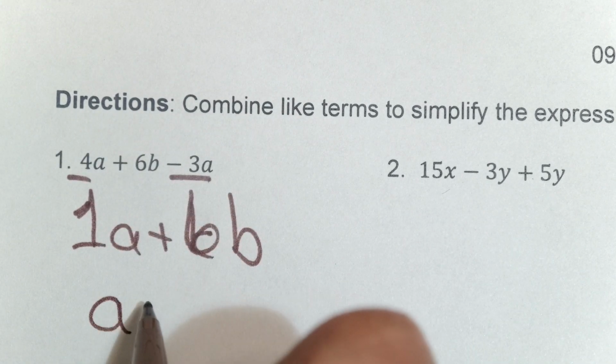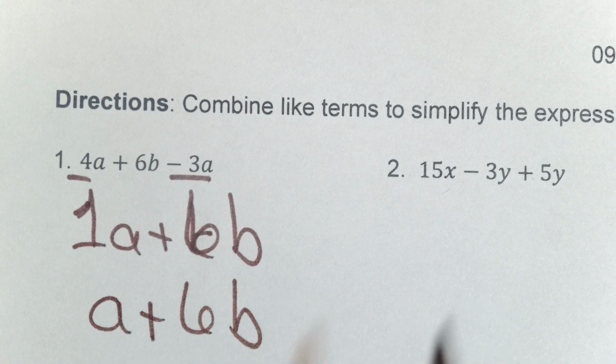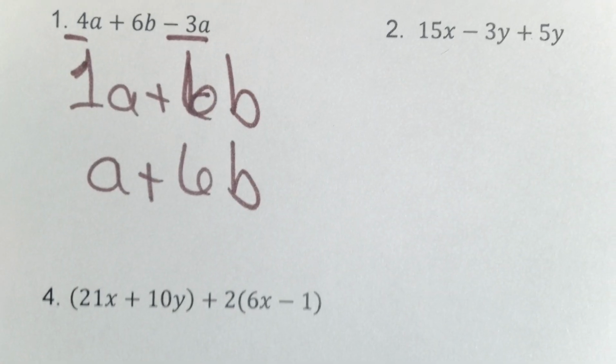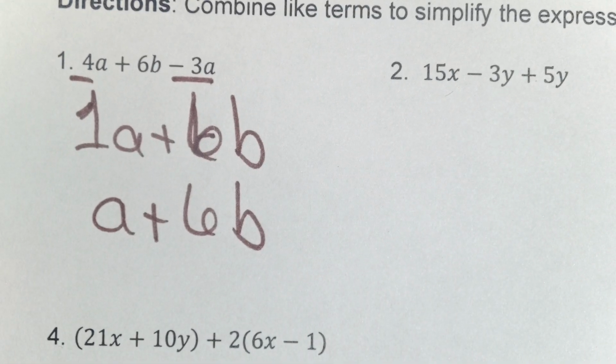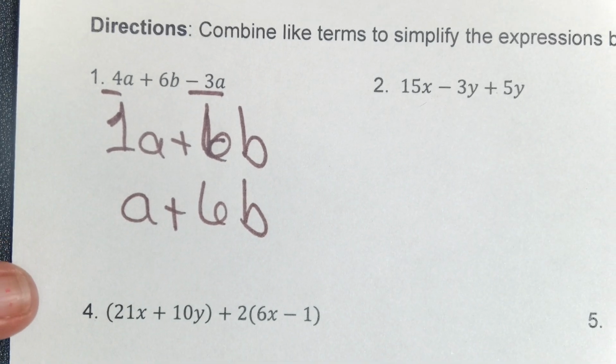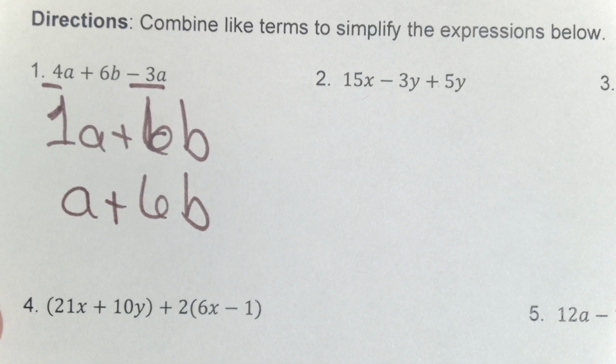Keep in mind that on the ACT, they will not have that 1. Okay? So it'll just be a plus 6b. Same thing. It's an understood 1. Understood 1, not invisible 1. Questions on that one? What are my like terms for the next one?